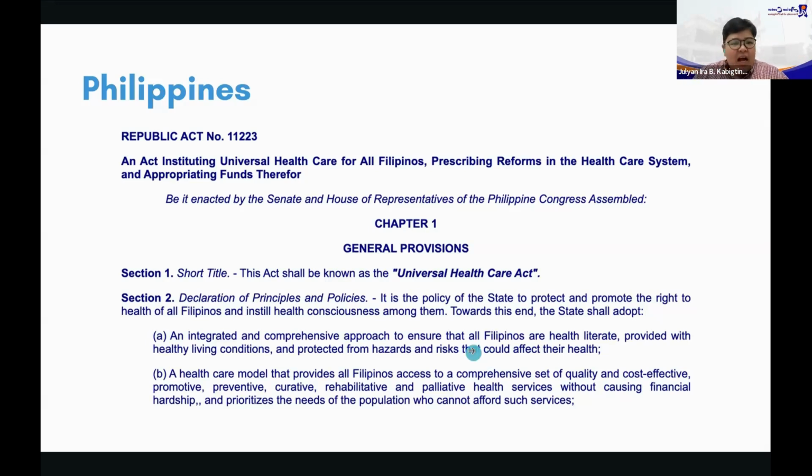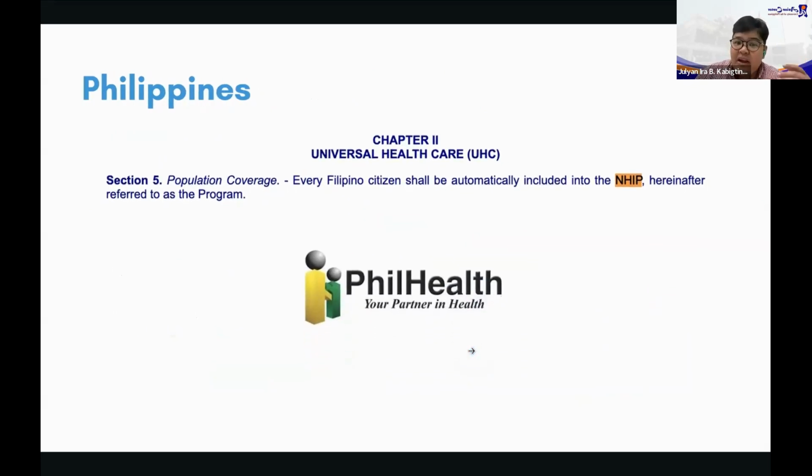One of the pillars of the Universal Healthcare Act in the Philippines is the NHIP, or the National Health Insurance Program of the Philippines. In the Philippines, this is also locally known as PhilHealth. This is one of the pillars of UHC in the Philippines, and this is how the Universal Healthcare Act is usually implemented. I stressed that PhilHealth is the primary mechanism to pursue universal health coverage through RA 11223.